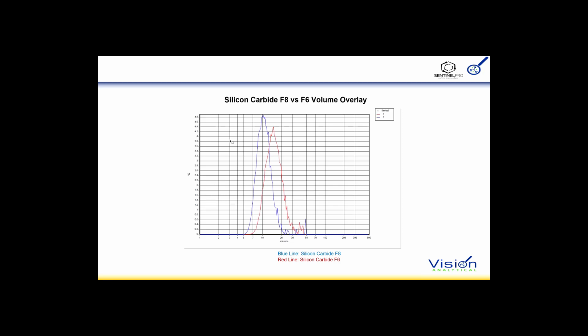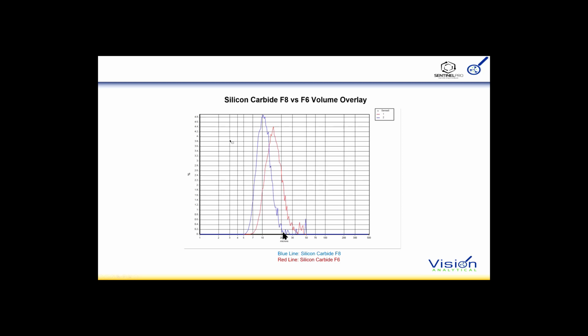What you see is a sample F8 versus F6 volumetric overlay. F8 is blue and silicon carbide F6 is red. Visually, sample F6 has a larger quantity of particles above 30 microns, remember 36, and the F8 only has 135 and 250s. Sample F6 has many more particles with an equivalent circular diameter greater than 20 microns. So if we look at 20 microns, there are a lot more percentages of particles for F6 than there are for F8.